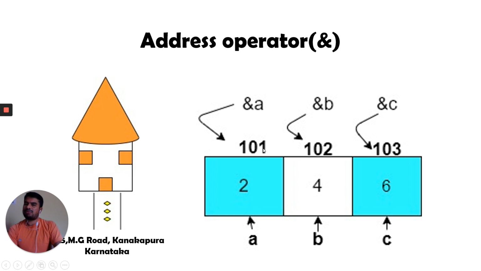When I append the address of B, the value 4 is stored in a variable called B at 102. The address of C, where the value 6 is stored, is 103. So this is the address. If you include A, B, C in a printf statement, it's going to print 246, the values of the variables. If you include the address operator for all the variables, it's going to print the addresses.